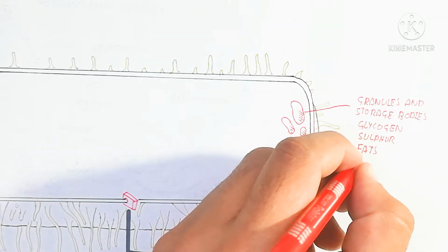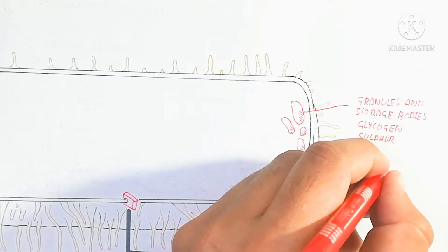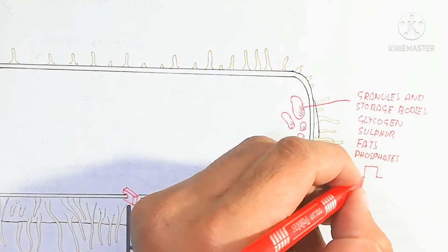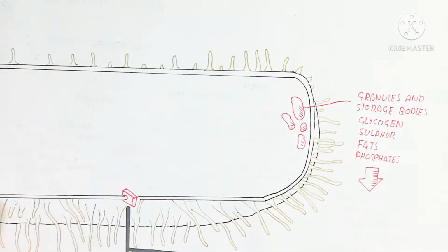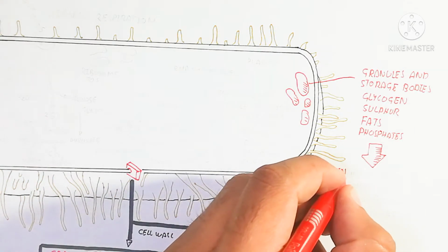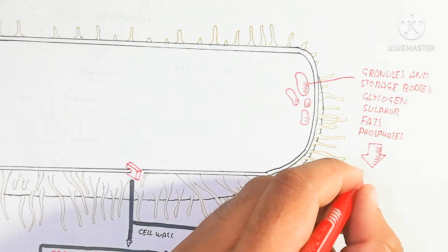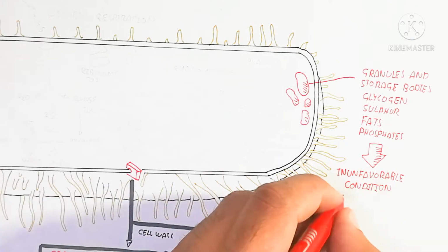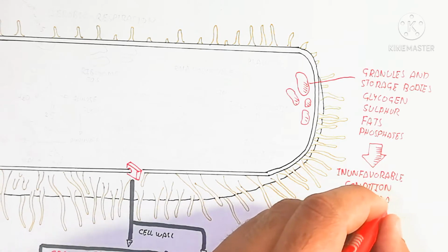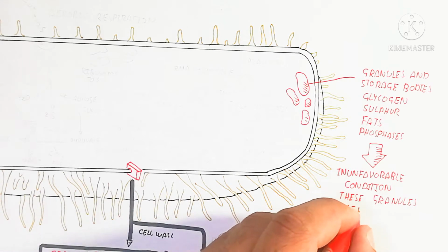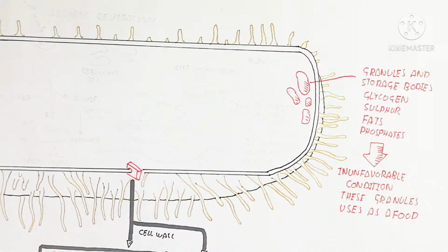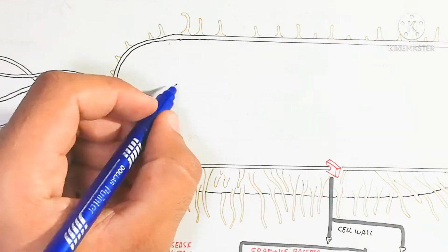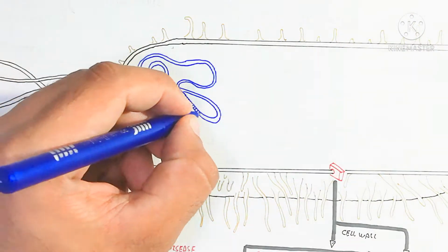Here are the granules and storage bodies. They are used as storage bodies of food in the form of glycogen, sulfur, fats and phosphates. In unfavorable conditions, these granules are used as food. This is the reserve food in the bacteria, while on the spot, consumption of the food is also direct. But here it is just a reservoir for later use.